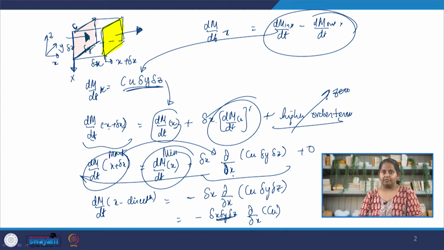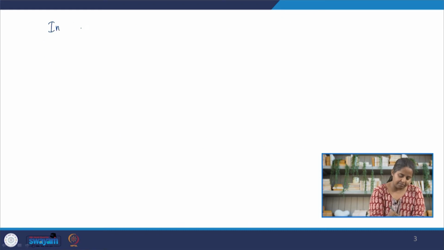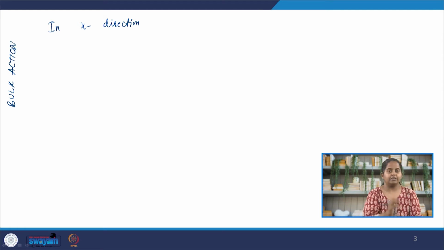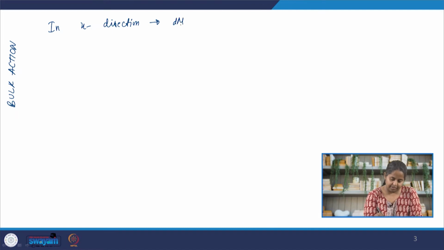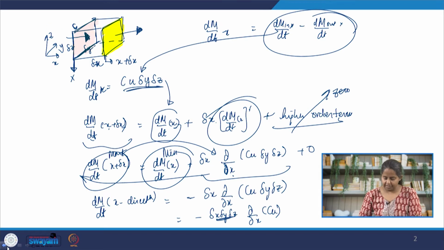We can write similarly for y and z directions. Let us go ahead and write it. In y direction, so let us summarize first. And notice we are only talking about bulk action now. We are going to put together the diffusion and bulk action in a bit, but right now only the bulk action. In bulk action, in x direction is minus del x del y del z del by del x Cu.